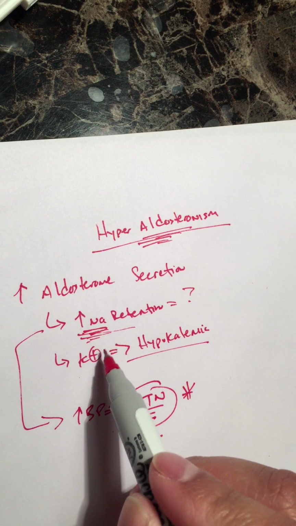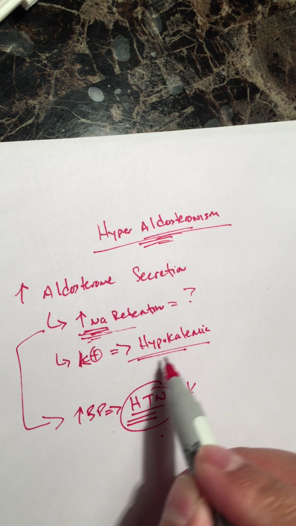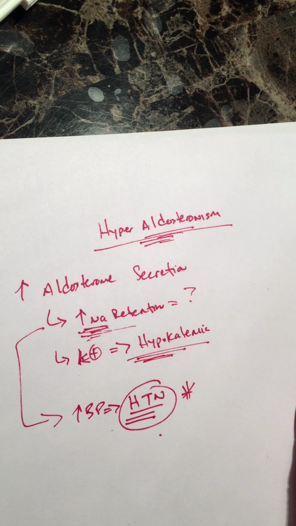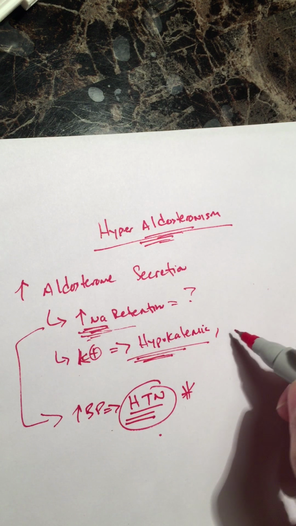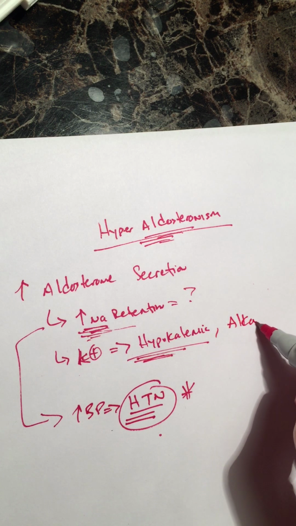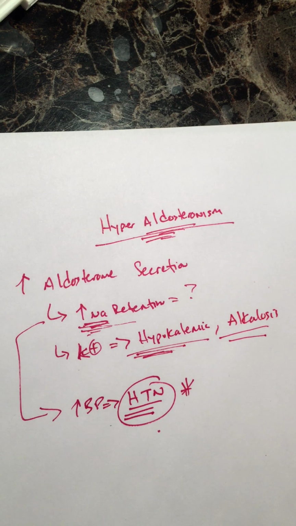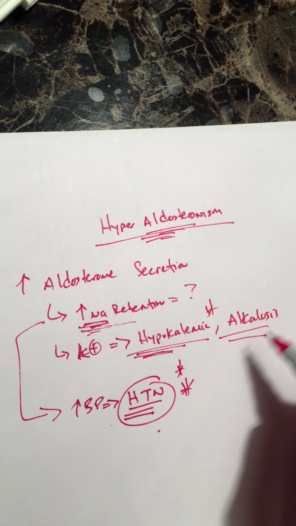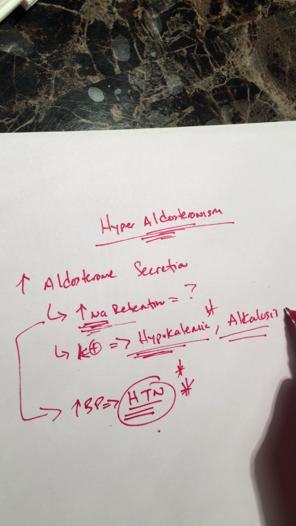Now, the problem with potassium excretion is, of course, hypokalemia. So these are the two things they need to focus on. Also, this will cause alkalosis. So a couple of main things to remember are hypokalemia, hypertension due to hypernatremia, and alkalosis.